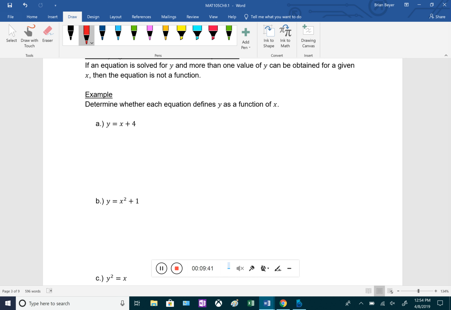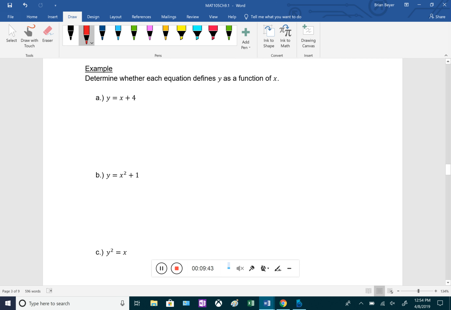So let's do an example here. Let's determine whether each equation defines y as a function of x. So for this first one, we have y equals x plus 4. So we want to imagine plugging in x values here and seeing if each x value only gives us one y value out. This will be the case, y equals x plus 4 no matter what x we plug in. If we plug in x equals 2, that'll be y equals 2 plus 4, which is y equals 6. That only gave us one y value out, so this would be a function.